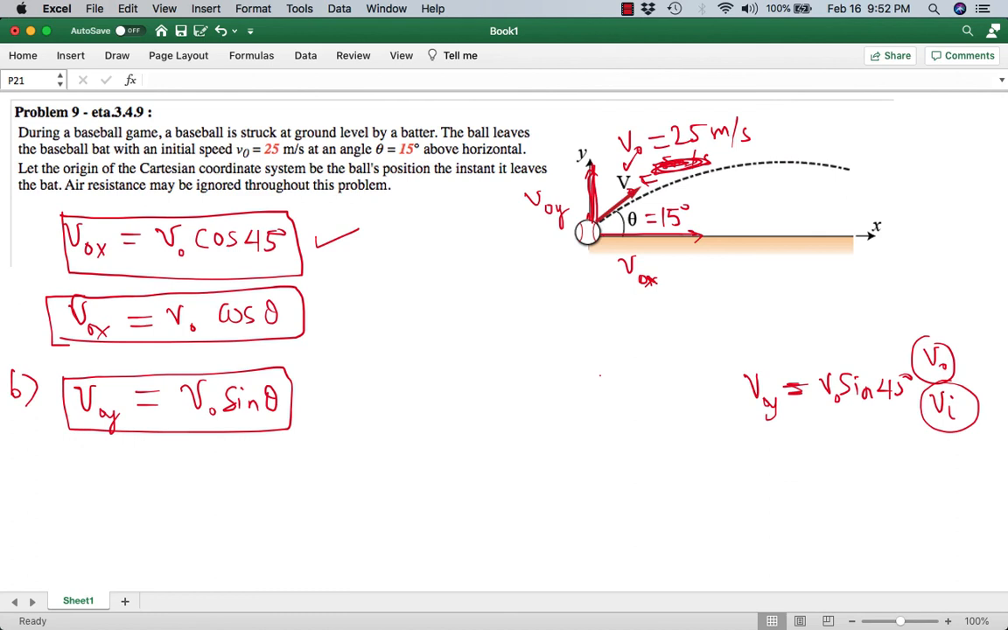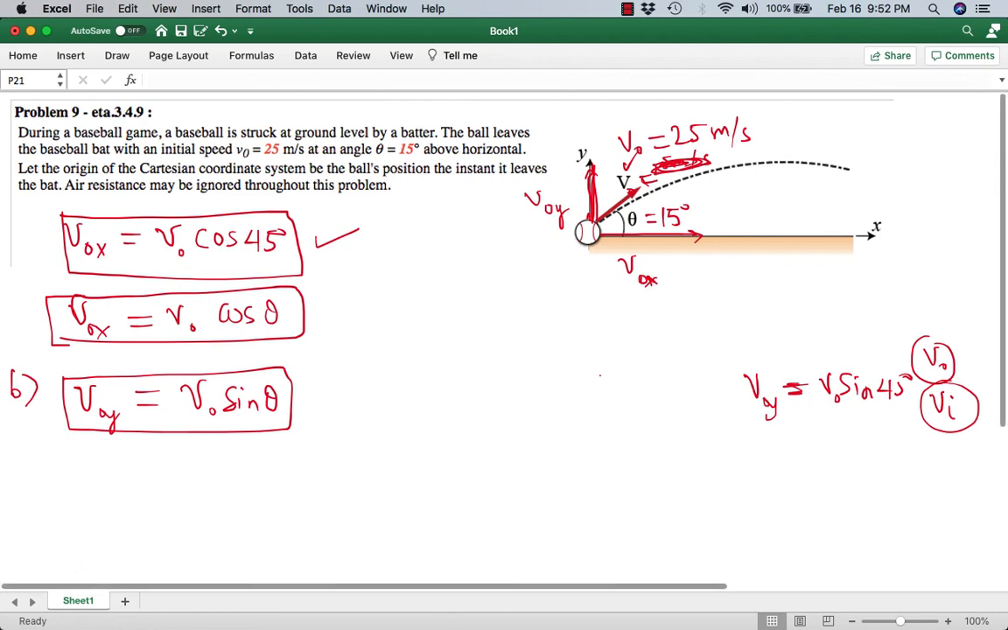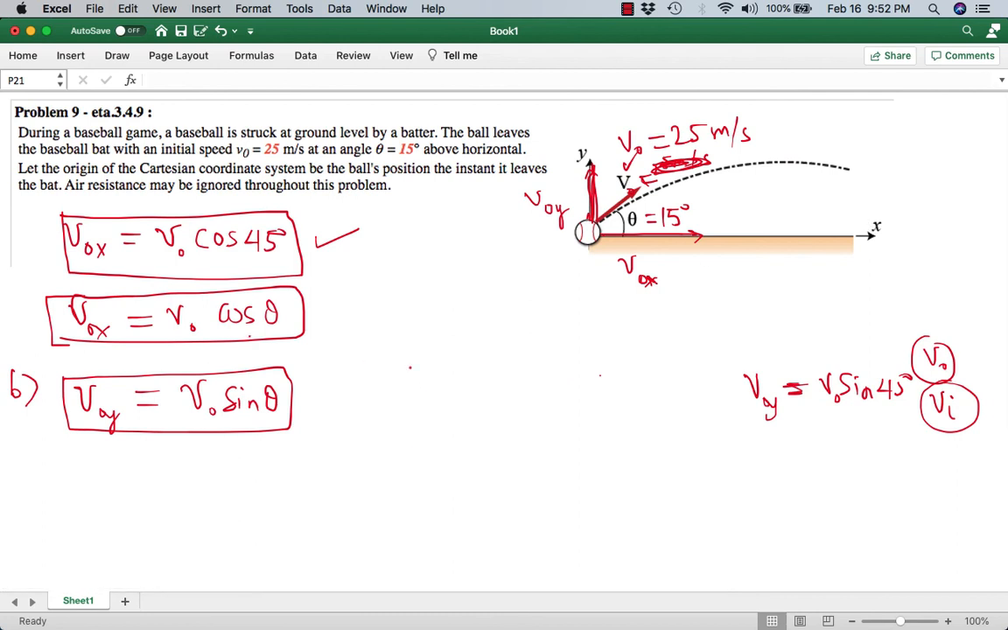And then let's look at part C. What is it asking? Find the ball's maximum vertical height in meters above the ground. So we want to find the maximum height, this height. For maximum height, we need to use the vertical motion, because we want to find what happens as the ball moves up. So that's the vertical motion.